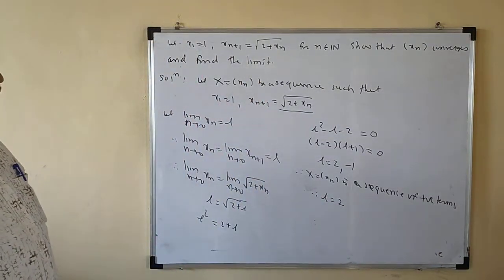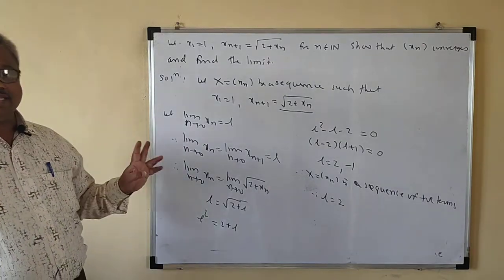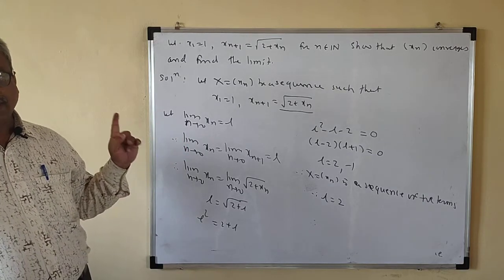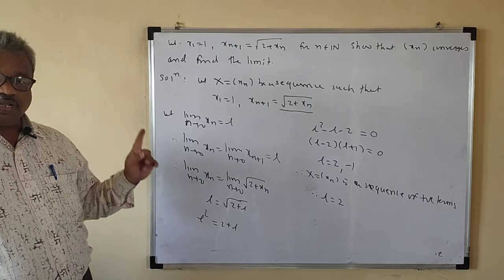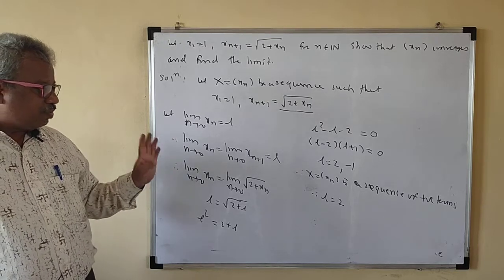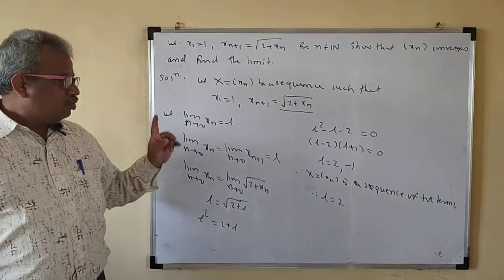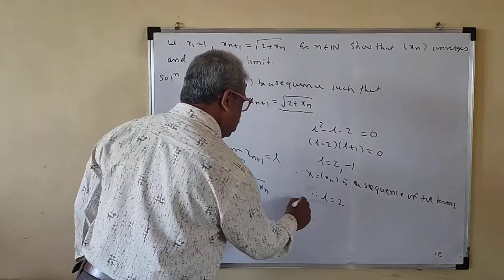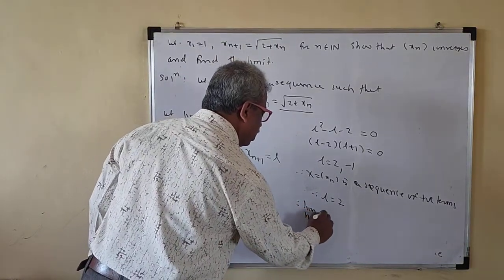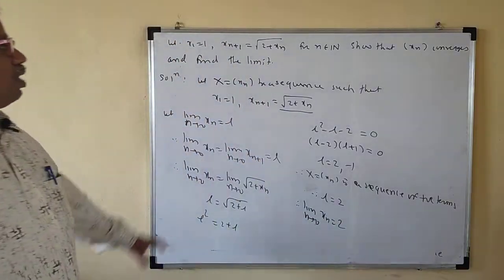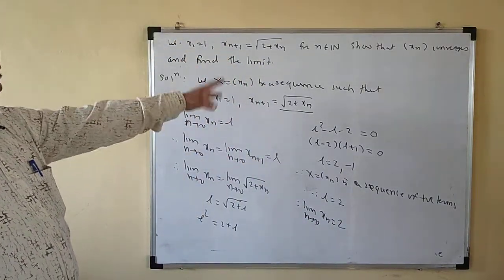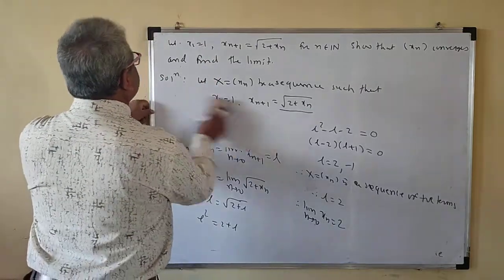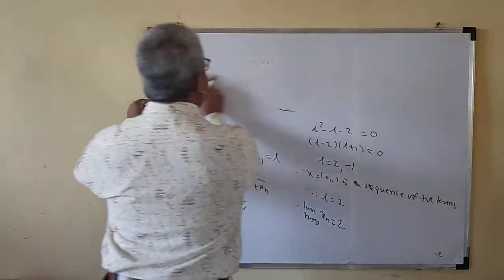L will be 2. Now note that this is a monotonic increasing sequence, so xn lies between 1 and 2. So your limit should be 2, the supremum will be the limit. Therefore, limit as n tends to infinity of xn is equal to 2. So this is a monotonic increasing sequence, it is bounded and convergent, and it converges to 2. So I have proved this. Very simple example actually.